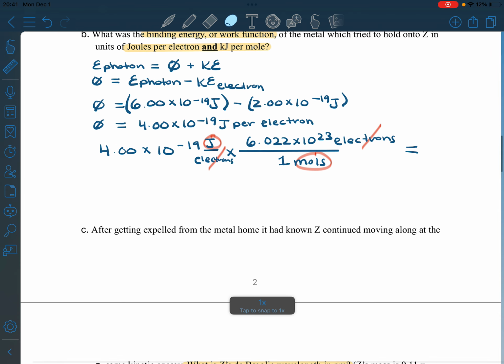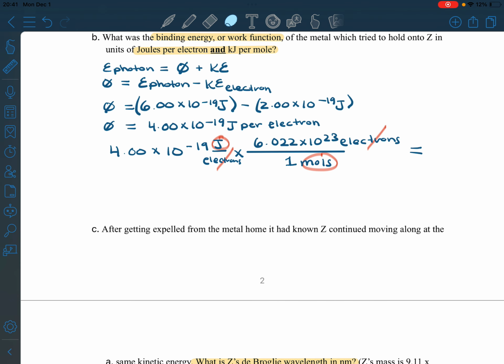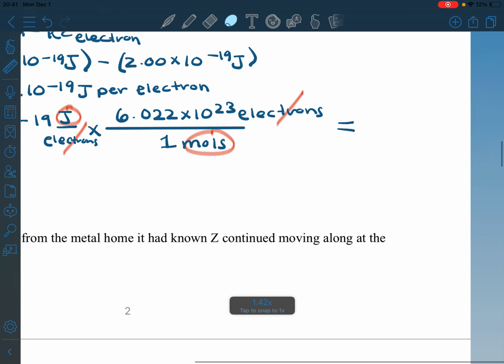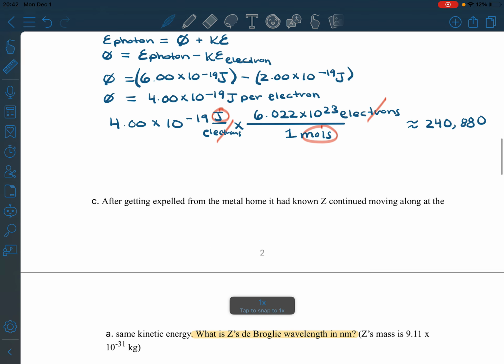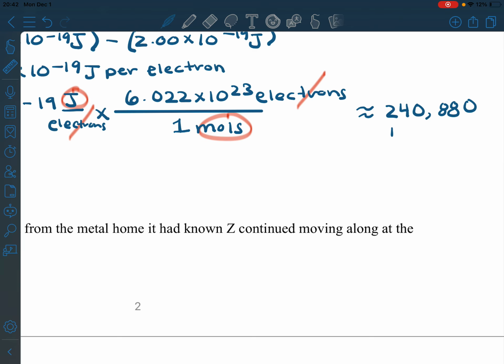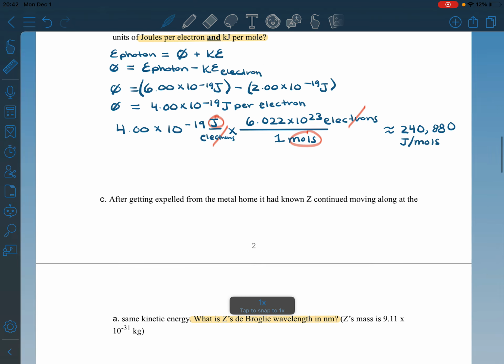Okay, so when I plug that into my calculator, I got a value that was around this number. Running out of space here. And back to our units, this was joules over moles.